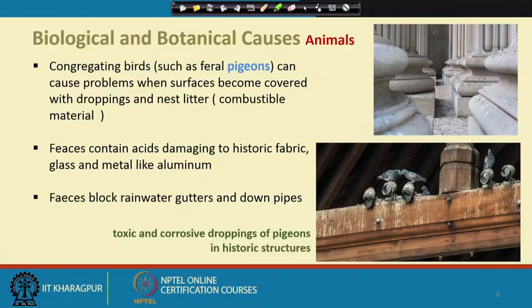In addition to that, when there is a large accumulation of these feces, they sort of choke the rainwater gutters and downwater pipes, which again causes a further problem. So, these are all interrelated aspects, and if they are not taken care of, one damage causes another damage, and another damage of this type. But then what is the solution?